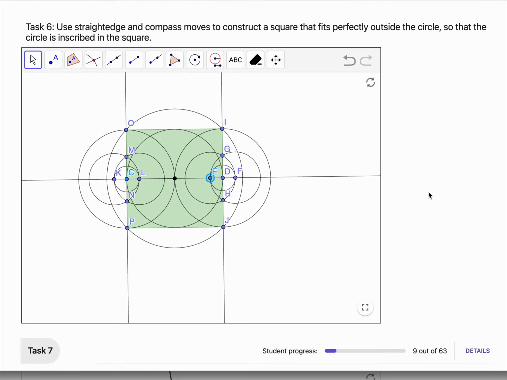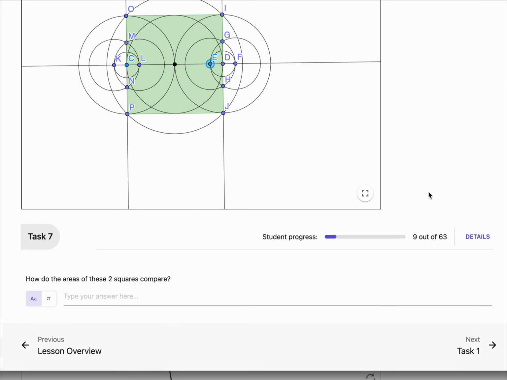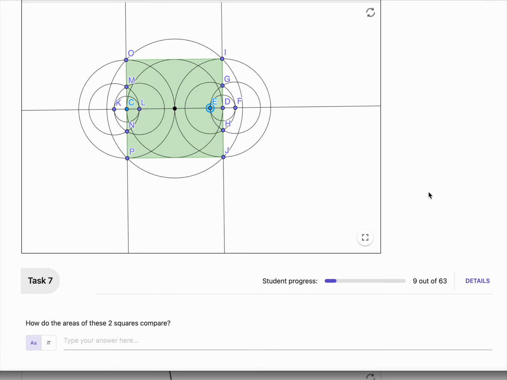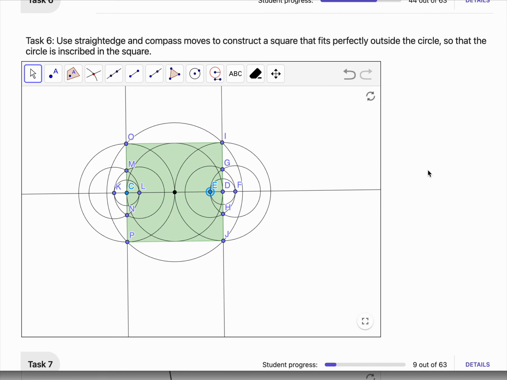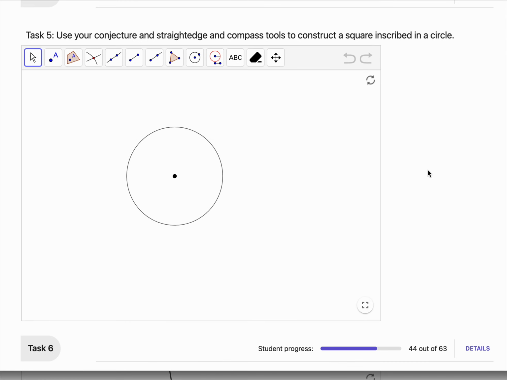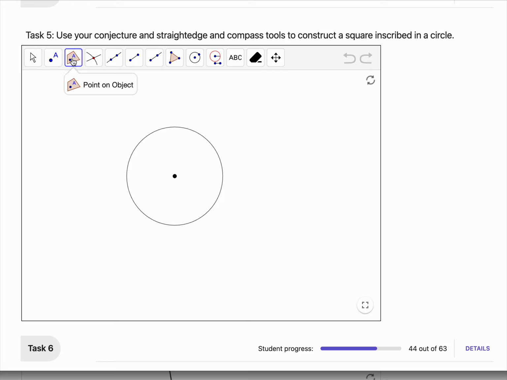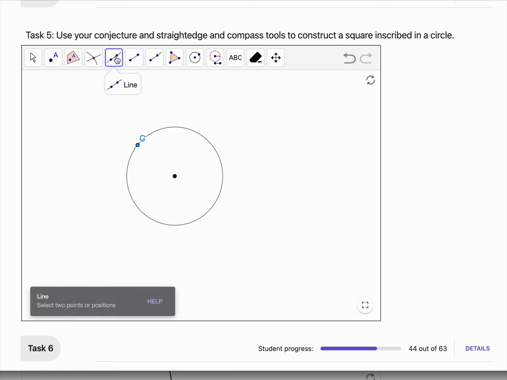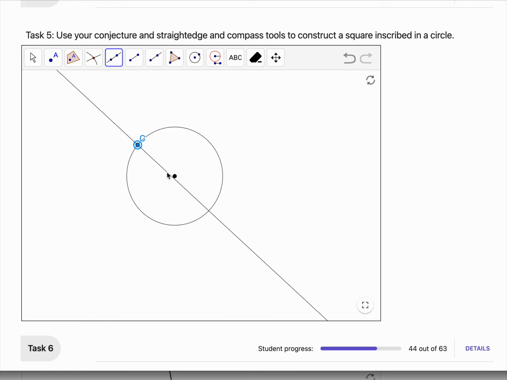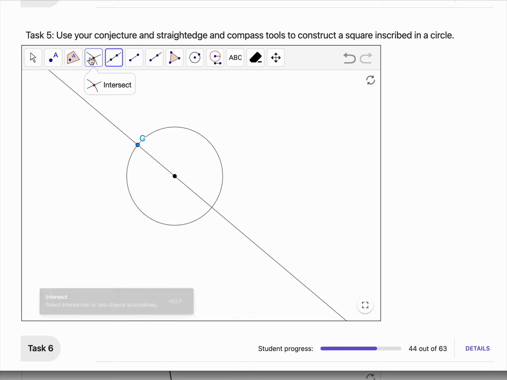All right, cool. And number 7, how do the areas of these two squares compare? Now they're talking about this square and the square that we made up here earlier that I accidentally erased. I'll quickly make it again so that we can see it.